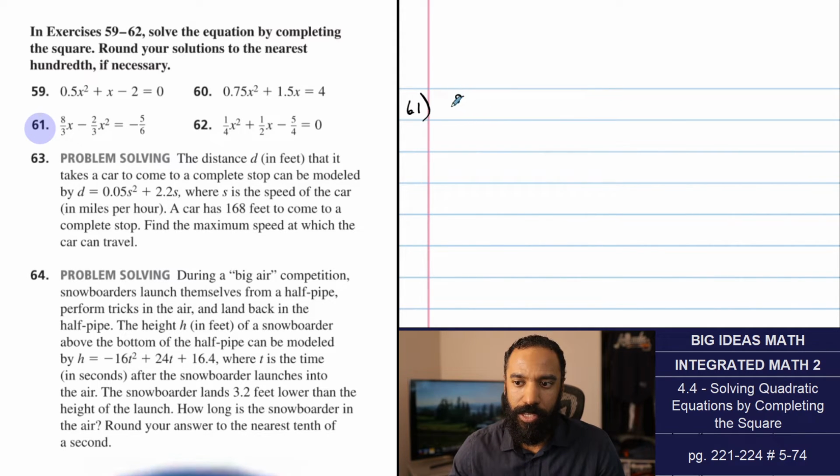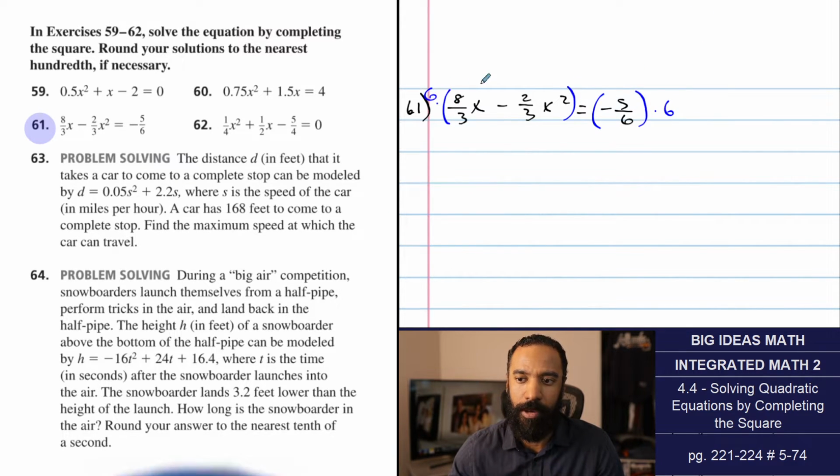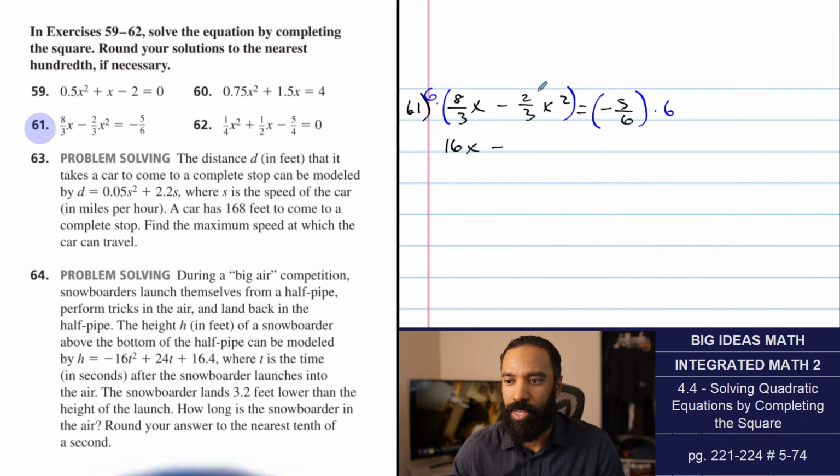Now, these are fractions, so this helps us. 8/3 x minus 2/3 x squared equals -5/6. If I multiply everything by 6, I will clear out my fractions because 6 can divide by 6 and by 3. So here we are going to get 6/3 is 2 times 8 is 16. So 16x minus, same thing, 6/3 is 2 times 2 is 4, 4x squared equals, and this is -5.